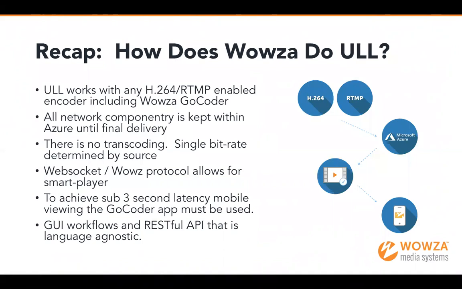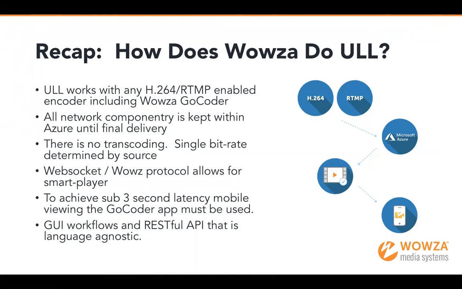We do bypass transcoding. We deliver at a single bit rate determined by the source. We employ WebSockets and Wowza protocol, really allowing for that smart CDN to player relationship that I talked about before. To achieve the sub 3-second latency for mobile viewing, the GoCoder app really needs to be used. This is kind of important. Or you need a viewer that supports, I'm sorry, that supports the Wowza protocol.